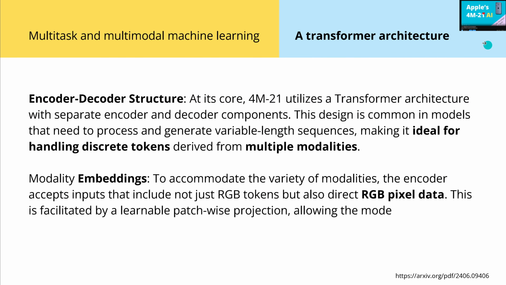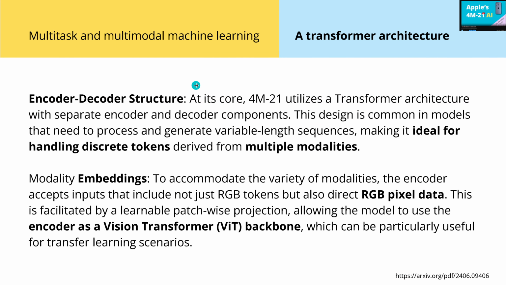You remember in the Apple video I showed you exactly this piece of information, that we have a complete transformer architecture with an encoder-decoder structure, and this makes it ideal to handle discrete tokens derived from multiple modalities. And I showed you that this system was able to handle RGB tokens and RGB pixel data. And in the video you saw that we had 4 multimodal tokenization modalities that we used, also as an encoder, as a vision transformer backbone.